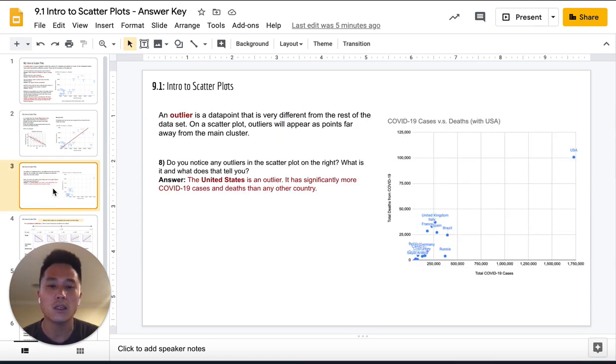For slide 3, outliers are data points that are far away from the main set of data points. So here we can see that the United States, unfortunately, is an outlier because it has significantly more COVID-19 cases as well as deaths. So that's why it's all out here, whereas the rest of the countries are all here.